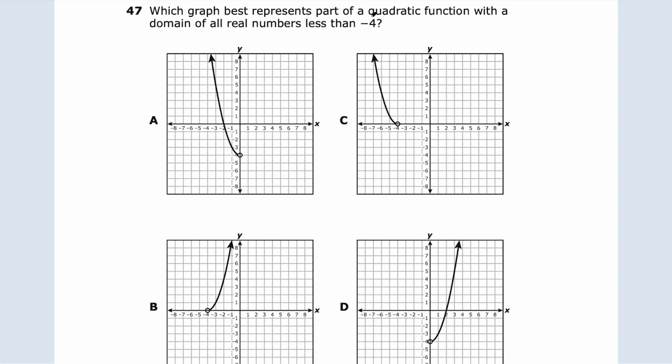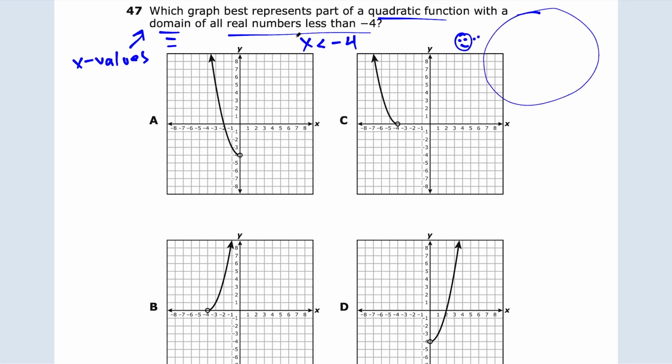Question 47, which graph best represents part of a quadratic function with a domain of all real numbers less than -4? Now just know that domain refers to the x values. So if we're looking for a domain of all real numbers less than -4, we're looking for a graph that only occurs for x's less than -4. So how do I put this in words so I know what to look for? If my function has a domain of x is less than -4, that means that the graph occurs to the left of x equals -4. Okay, so that's something to be on the lookout for. The graph has to occur to the left of x equals -4.